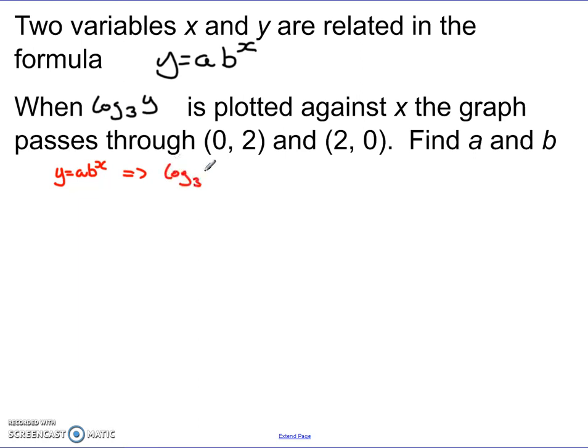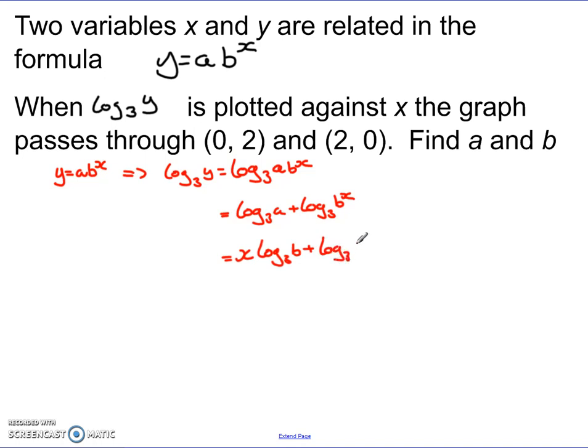So it's log to the base 3 of y equals log to the base 3 of ab to the power of x. Now this side here, we split up using our rules of logarithms. So it's a times b to the power of x. So what that means is log to the base 3 of a plus log to the base 3 of b to the power of x. And again, we can use our rules of logarithms to bring the power down here. So we've got x times log to the base 3 of b plus log to the base 3 of a.